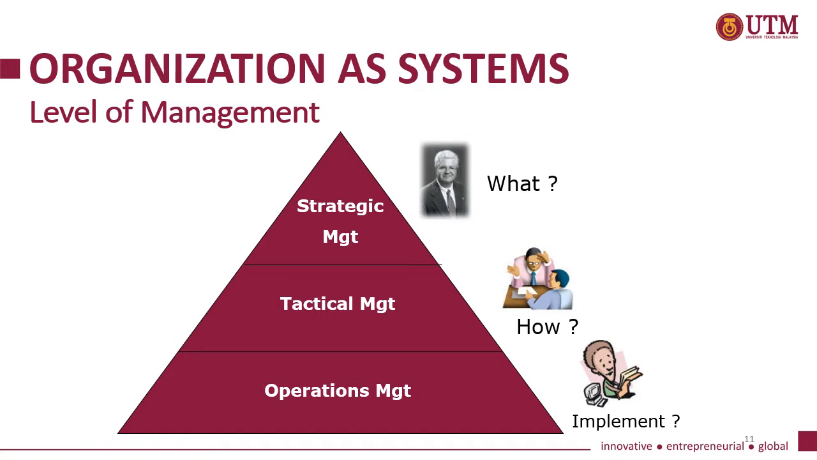This figure shows the levels of management in organizations. The strategic management is responsible for what needs to be implemented. The tactical management is responsible for how it is going to be implemented. The operations management is responsible for the implementation itself.